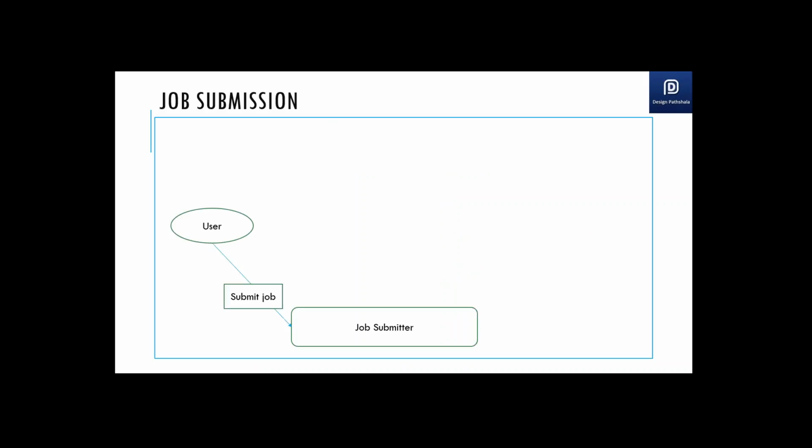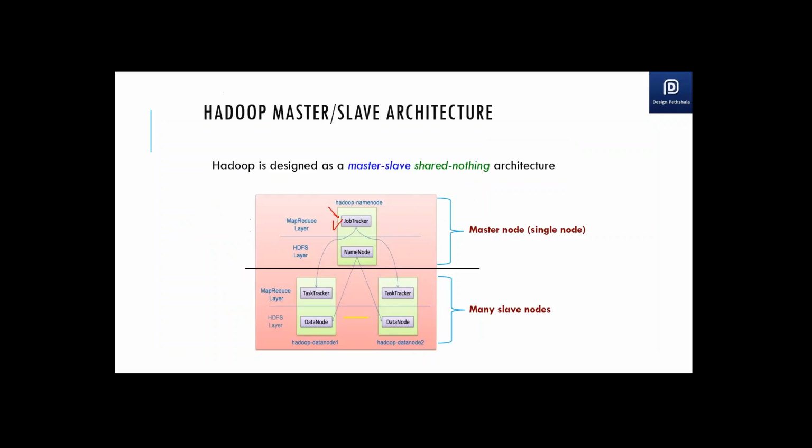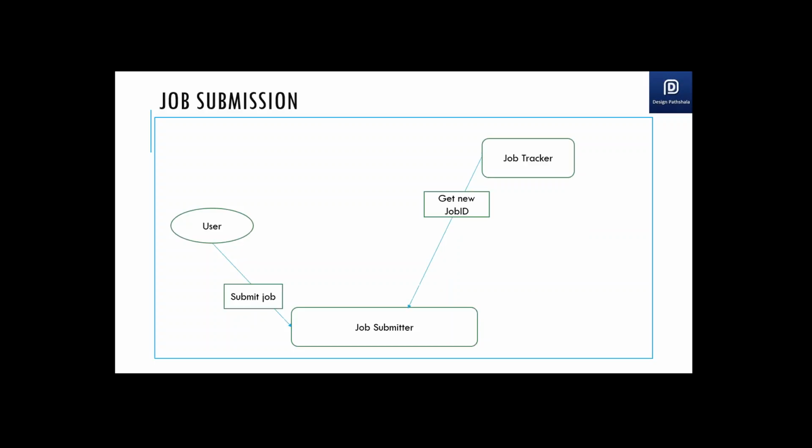So I, as a user, submit the job to the job submitter. The job submitter gets a unique ID from your job tracker. This is the job tracker which was running on the same name node. From this ID, I'll be tracking my job. Then basically we compute the splits.